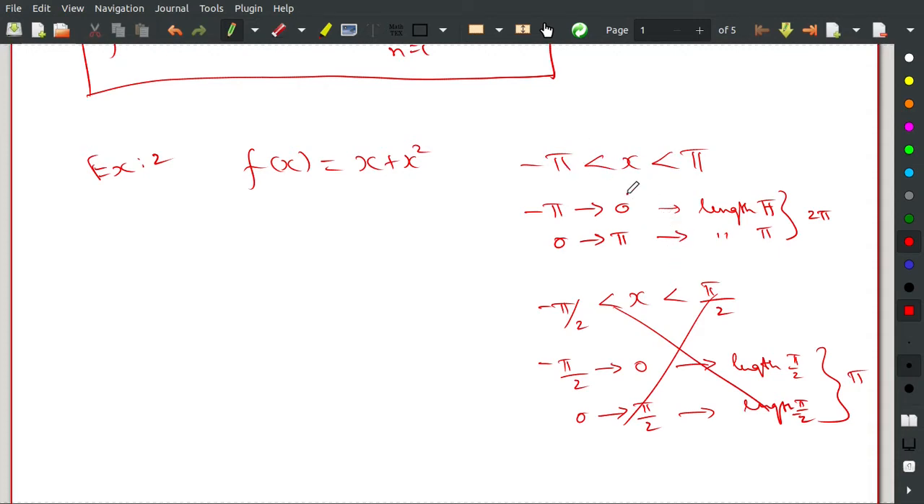So you just remember the period of x should have a length of 2t, okay? So that's the thing you have to remember.